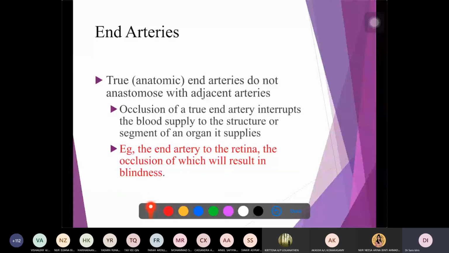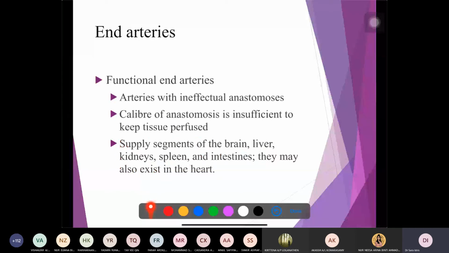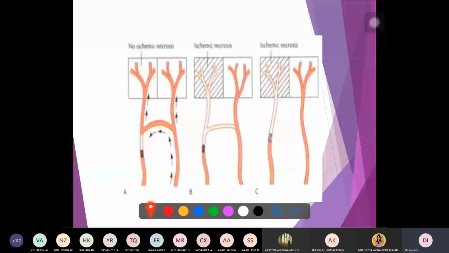So the end artery that's quite important is to the retina, okay, to the eye, to the back part of the eye. So retina is very important in sight. If you don't have retina, or your retina is dysfunctional, then you're not able to see, right? And the retinal artery, there's only one end artery that supplies the retina. So if you have any occlusion to this artery, then it will actually result in blindness. Okay, so this is a true end artery.